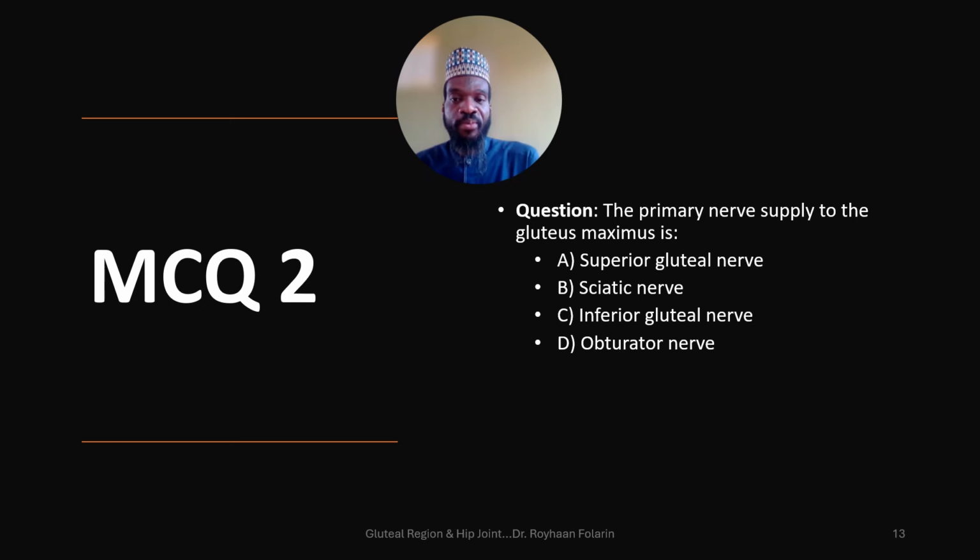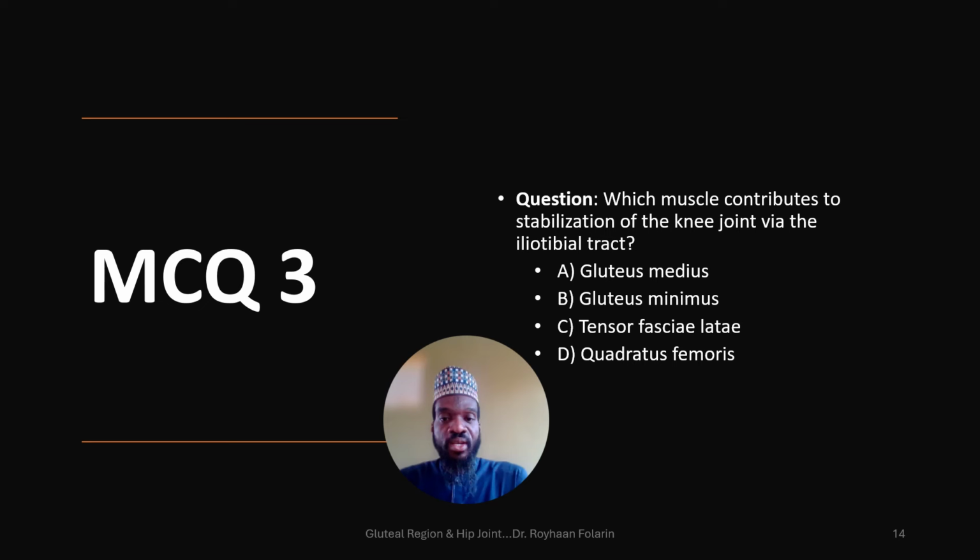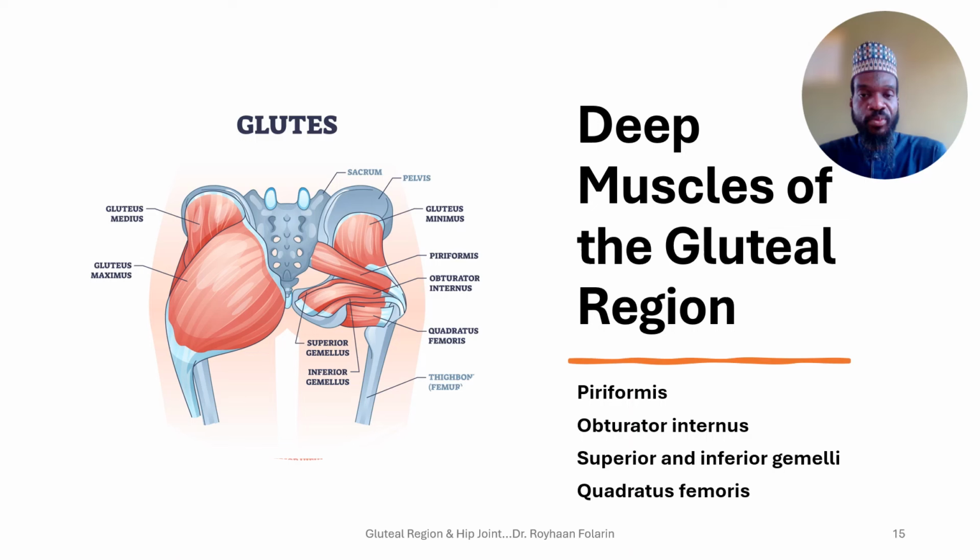Our second question, here it is. So the primary nerve supply to the gluteus maximus is what? I just recapped it now too. So take your time, think about it, and tell whether it is the superior gluteal nerve, the sciatic nerve, the inferior gluteal nerve, or the obturator nerve. We have a third question, which is asking about which muscle contributes to the stabilization of the knee joint via the iliotibial tract. Is it the gluteus medius, minimus, tensor fasciae latae, or the quadratus femoris?